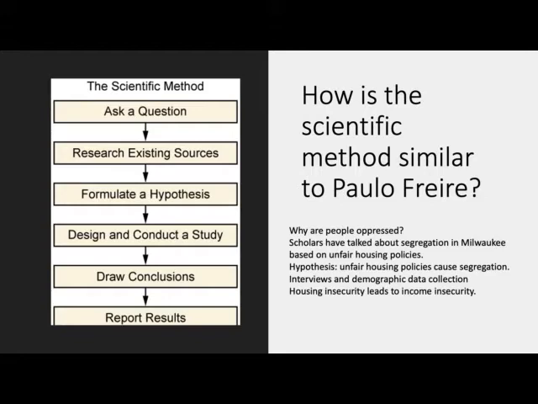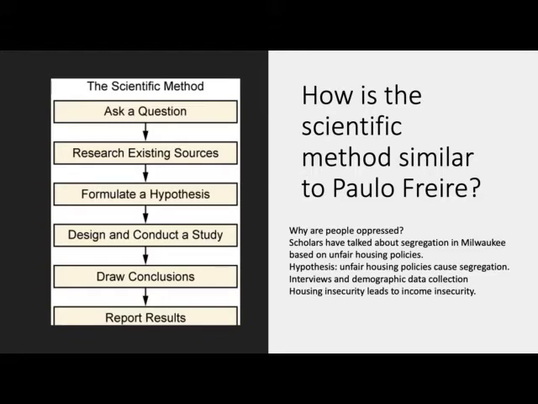We often uncover new aspects or new corners of that question or that hypothesis as we carry out interviews with individuals who are directly affected, as well as conducting research such as surveys and looking at demographic data. So often what we see then are conclusions like this: housing insecurity leads to income insecurity. So we see that people are oppressed and segregated because of unfair housing policies that don't allow individuals to invest in neighborhoods, and that causes great deals of disruption, which also cause secondary forms of harm or secondary forms of oppression.